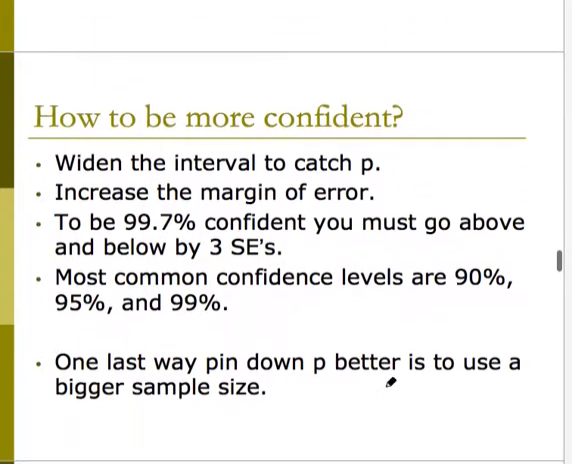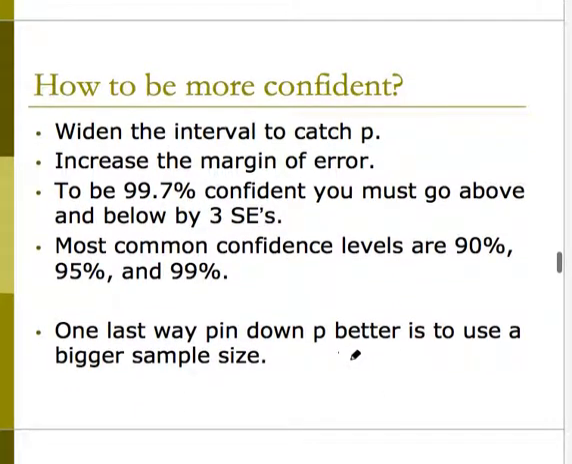Okay, so how do we become more confident? Well, we widen the interval to catch P. So we increase the margin of error. So to be 99.7% confident, we go above that, 3 standard deviations. Because remember, in our 3 standard deviations, we're going to be out here or way out here. Okay, so we have all of this. 99.7% is everything in here. So that's where our 3 standard deviations get us. So usually you're going to see 90, 95, or 99% confidence interval.